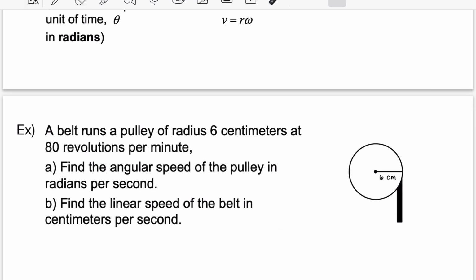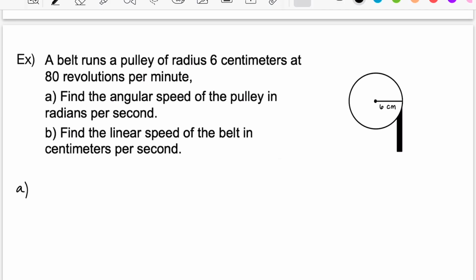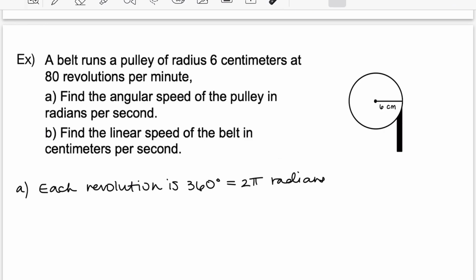So we'll look at an example of this. We're told that a belt runs a pulley of radius 6 centimeters at 80 revolutions per minute. And the first thing we want to do is find the angular speed of the pulley in radians per second. So for part A here, the first thing to note is that looking at this pulley on the right-hand side, each revolution, so each rotation of the pulley, is going to be 360 degrees. This is the same as 2 pi radians, because 360 degrees is equal to 2 pi. We showed that in a few examples ago.